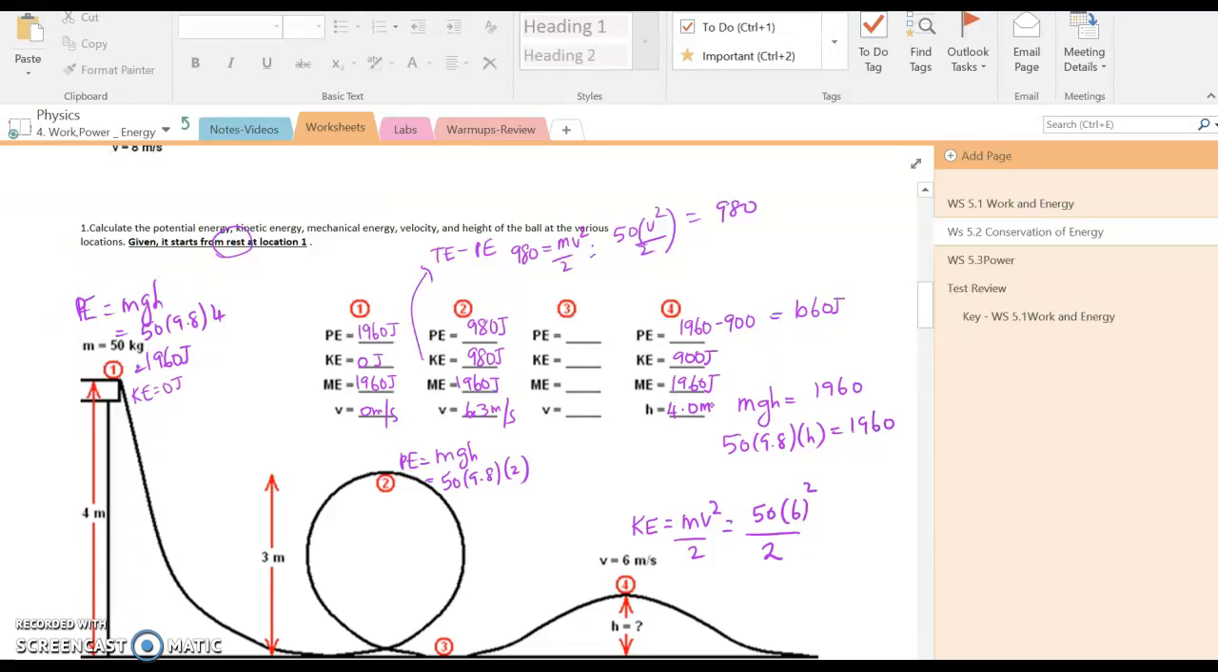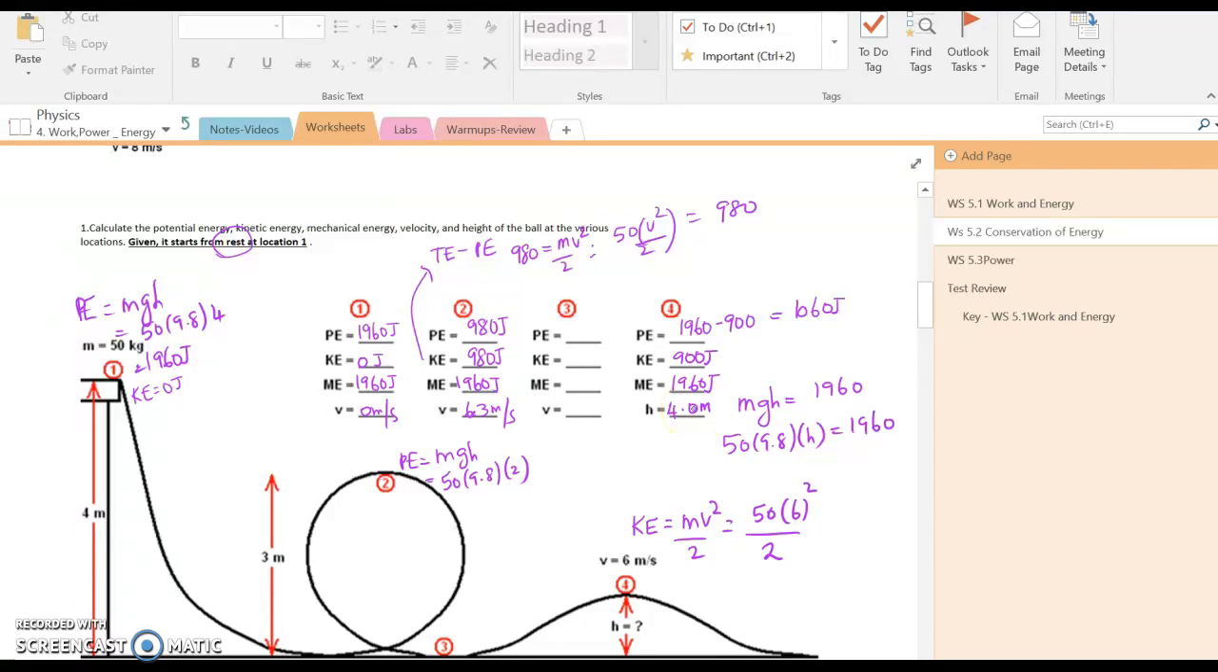That doesn't seem right according to the diagram, so let's check one more time. So 1960 divided by 50 divided by 9.8 is 4 meters. So the diagram is not drawn to scale, but this is what it solves out to be.